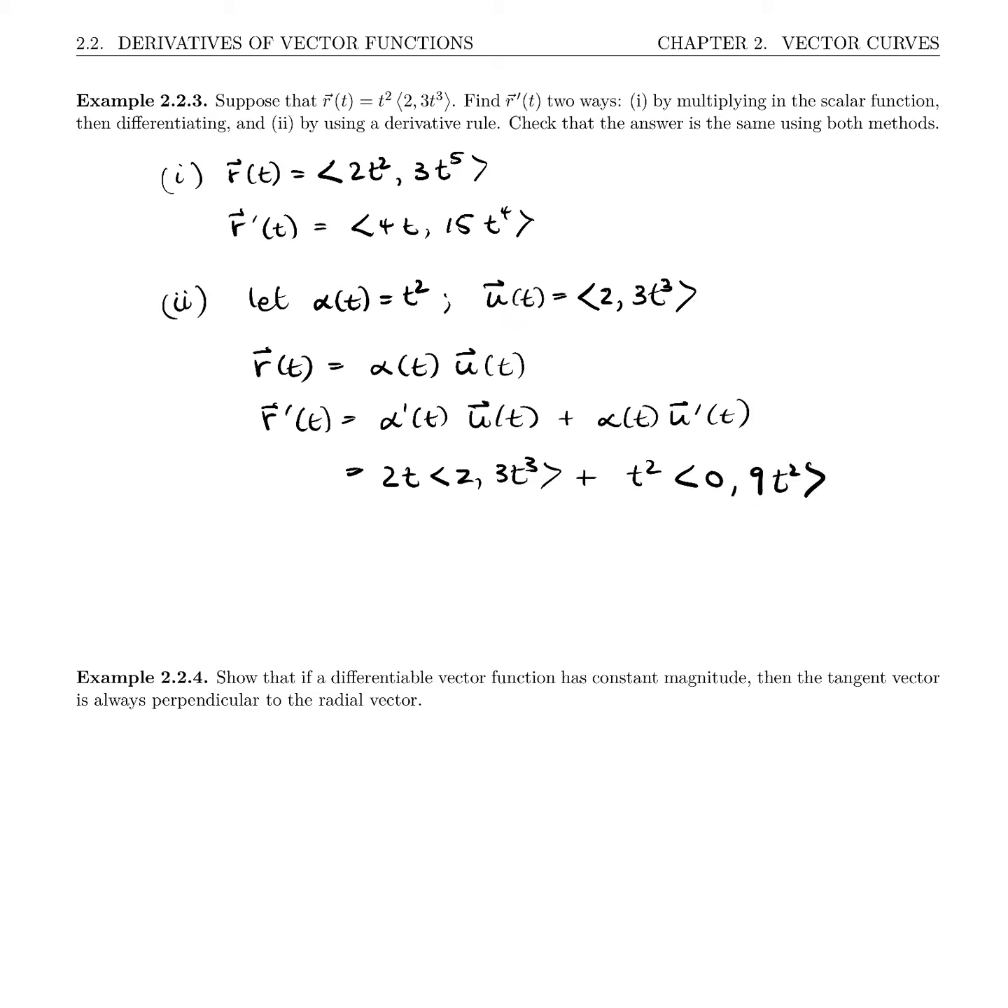So we're asked to check that these answers are the same, so let's multiply through and add up. So we're getting 4t and 6t to the fourth, plus still 0 and 9t to the fourth. Add these together and we get 4t and 15t to the fourth, which is exactly what we got using the first method.